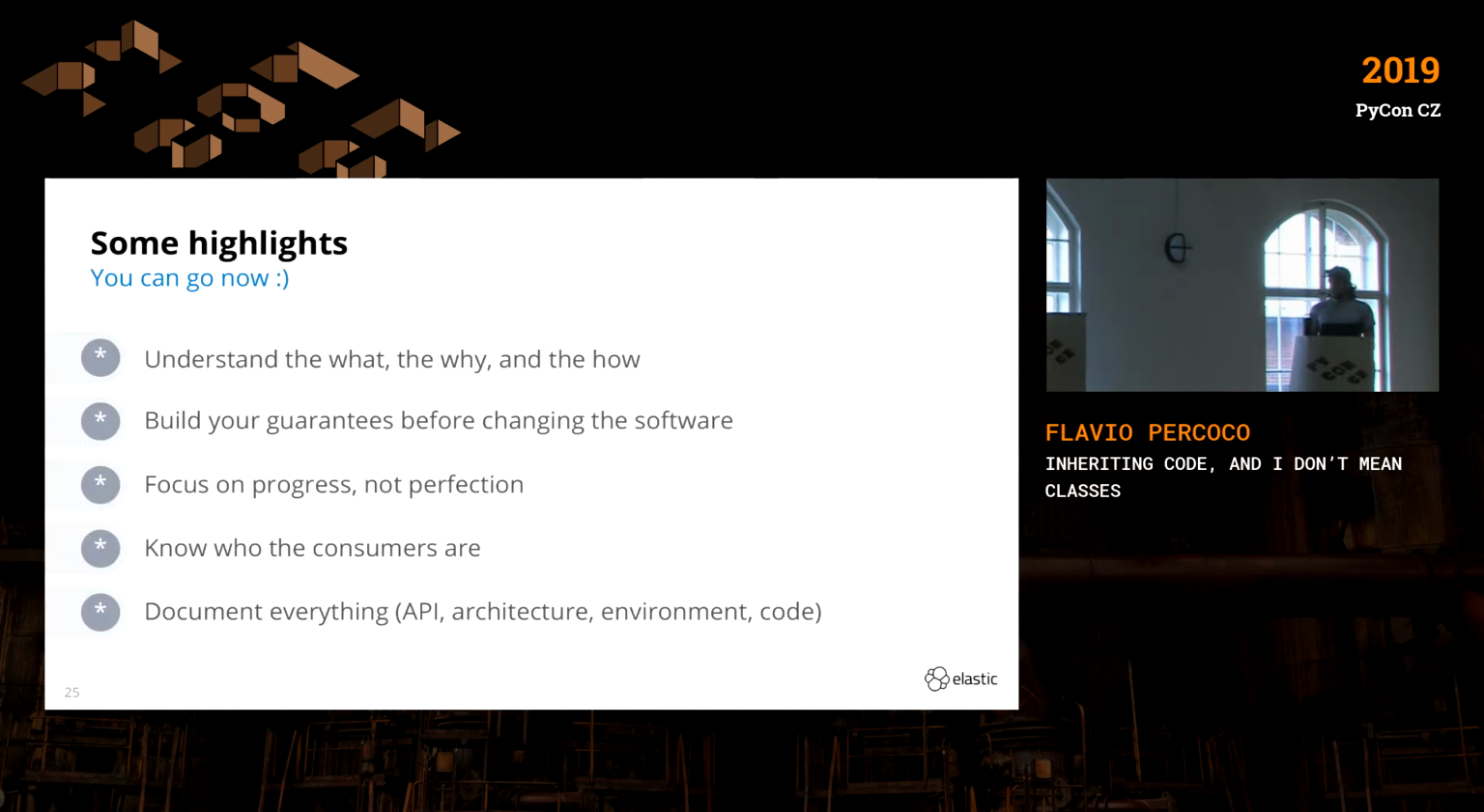So some highlights: understand the what, the why, and the how. Build your guarantees before changing the software. Focus on progress, not perfection. Know who the consumers are. This is extremely important. Don't pretend that you're the only one using the software because that's just going to make you create bad APIs and not provide a good service. And document everything: API, architecture, environment, everything that you can document.